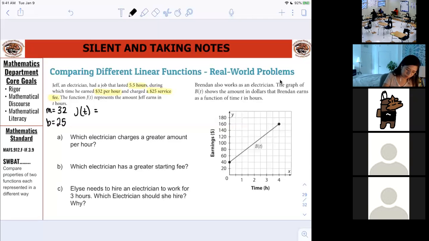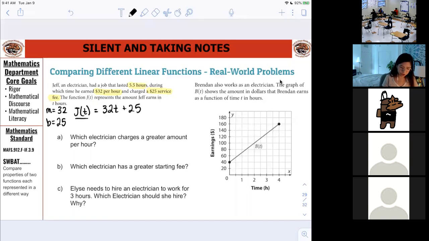J of t equals 32t plus 25. I'm using a t instead of an x because it's telling me to use the t. Since it told me to use j of t, I knew that the input had to be a t, not an x. Don't worry too much about that. You won't really need to do that on your own in the future. Usually it just tells you.